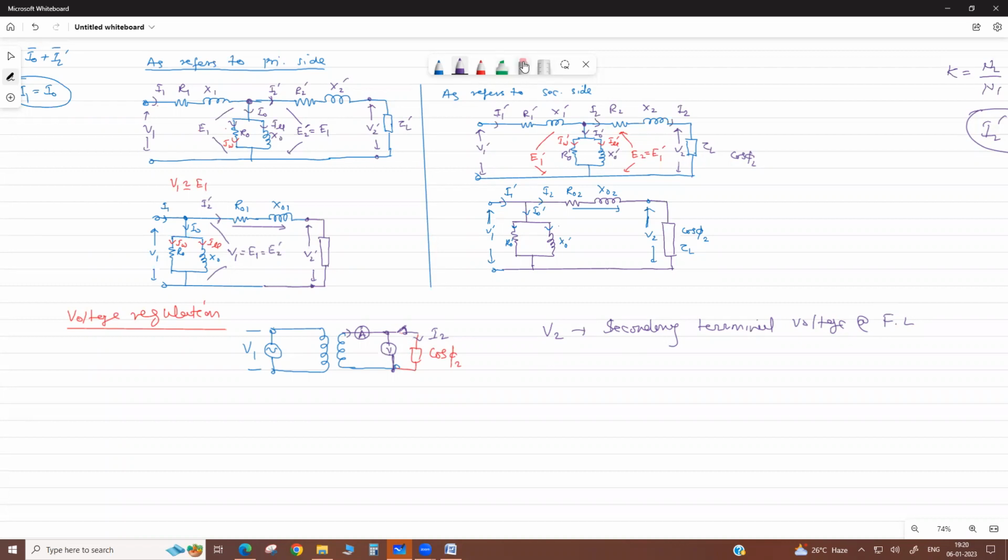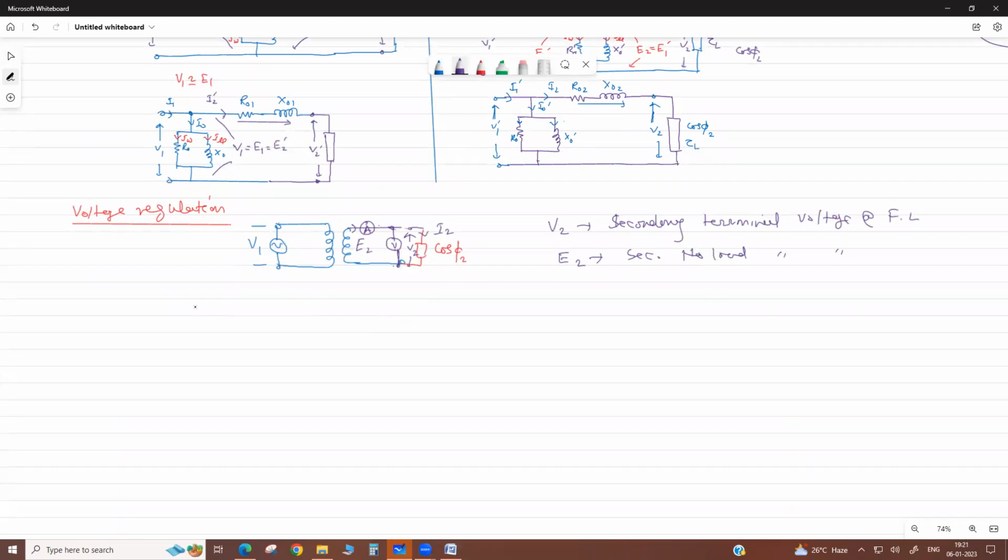Then, without changing the input voltage and supply, we switch off this. We open this switch, then it is no load. At no load, when the current becomes 0, the voltage here is E2. Now this terminal voltage was V2; since the current is 0, this open terminal voltage is E2. So your voltmeter reads the secondary no load terminal voltage, not at full load. This is at full load, and this is the secondary no load terminal voltage.